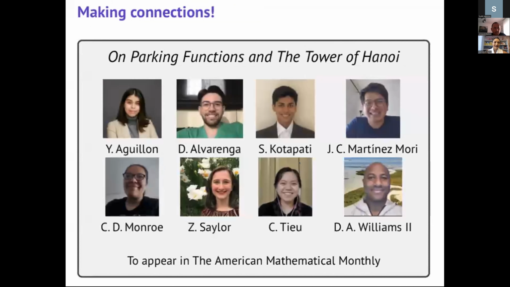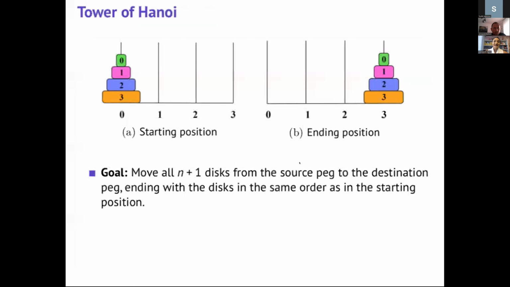So here's one interesting thing that came up when we were looking at displacement. This is titled On Parking Functions in the Tower of Hanoi. This was work that we undertook with some undergraduates at Williams College, and then also a group of research students at MSRI in 2021. This is soon to appear in the Mathematical Monthly. So consider this game, and then I'll show you how they're related to displacement.